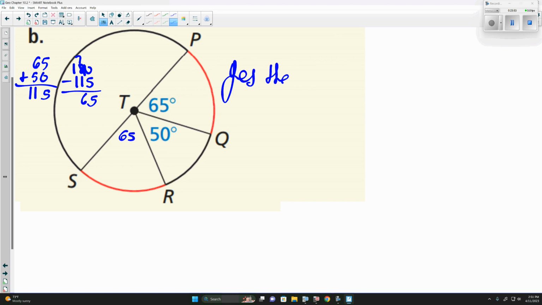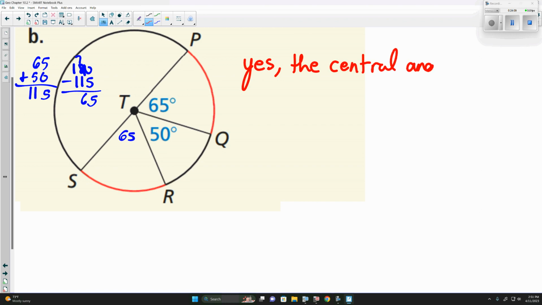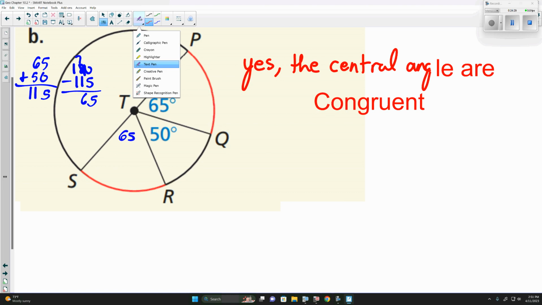Yes, the central angles are congruent. Questions on any of this here?